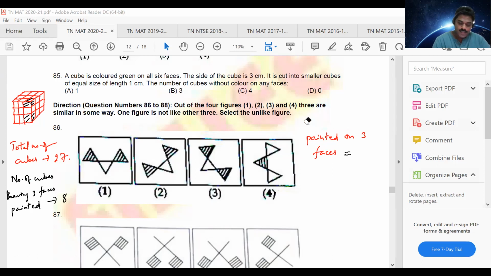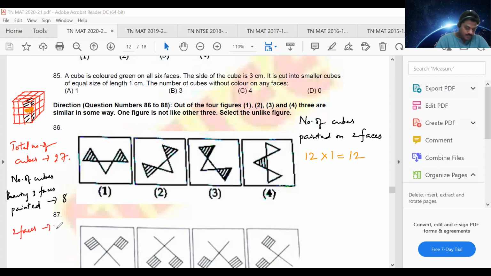Now I want to find the number of cubes that are painted on 2 faces. These are nothing but cubes which look like this, in the middle over here. This cube has only 2 faces painted, right? So now what happens? Along one edge, I have one such cube. There are 12 edges, so 12 into 1 would mean 12 cubes. So the number of cubes that have 2 faces painted would be 12.